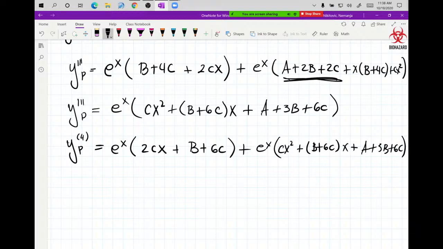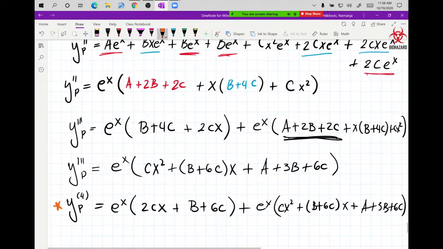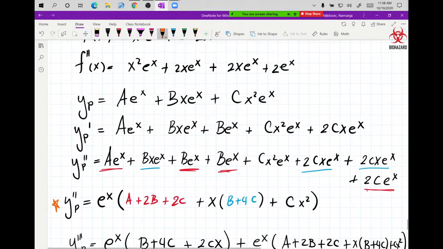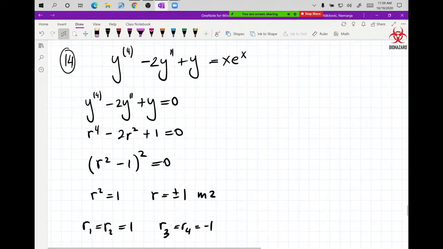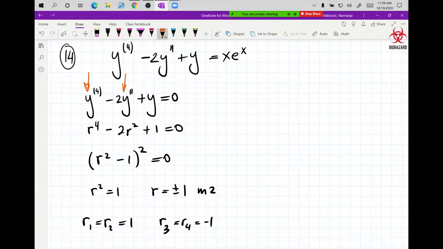Now, what are the ones I need? I need this one, I need this one, and I need the vanilla one, yp, this one. And they go here, here, and here. And then equal to the forcing term. So it's a little bit busy, right?